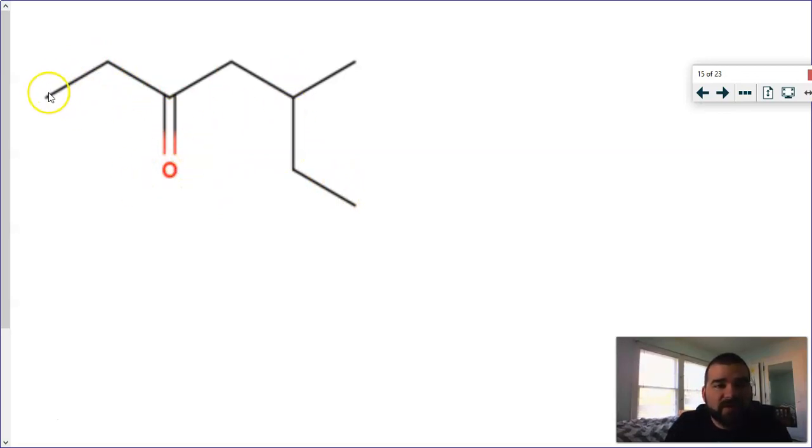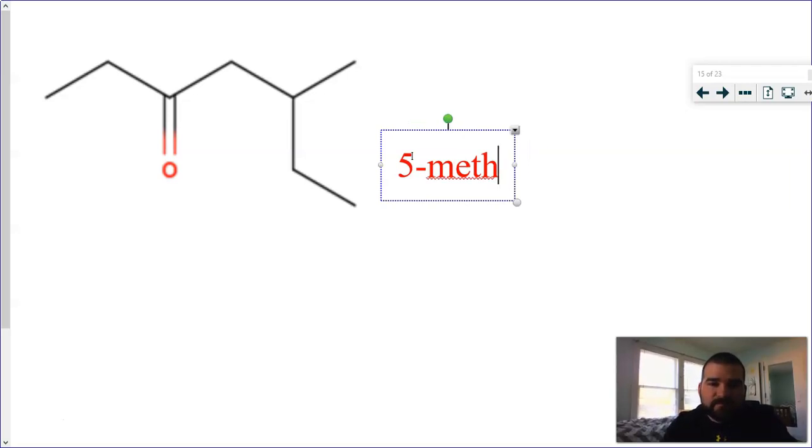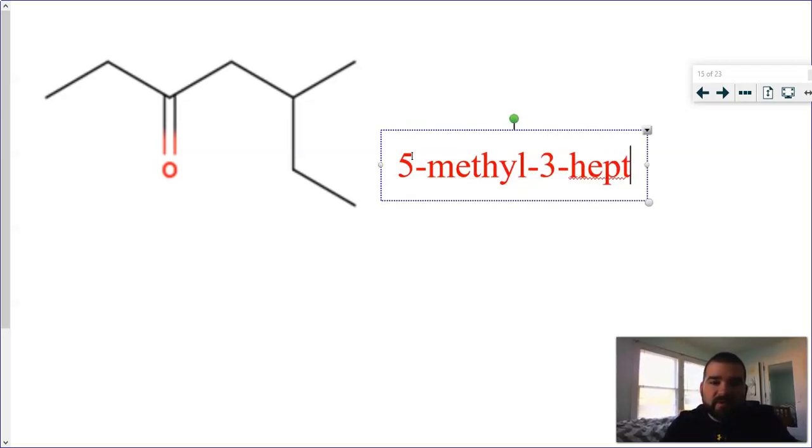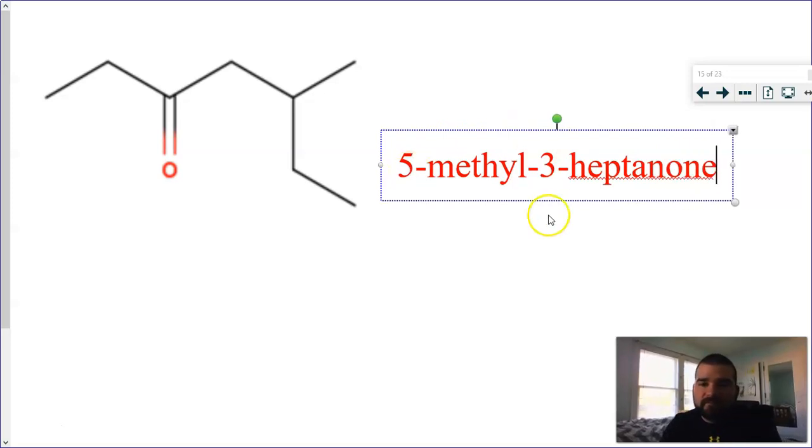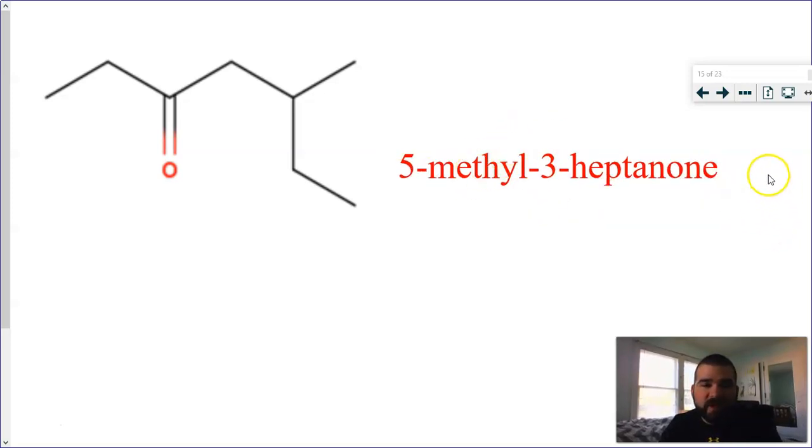So we're going to call this 1, 2, 3, 4, 5, 6, 7 as our chain. And I'm going to name the methyl first, because the ketone is just part of the parent name, so it's not really an alphabetical tiebreaker. The ketone just is going to be a part of the name. So I'm going to call this 5-methyl-3-heptanone. And that should be the appropriate name.